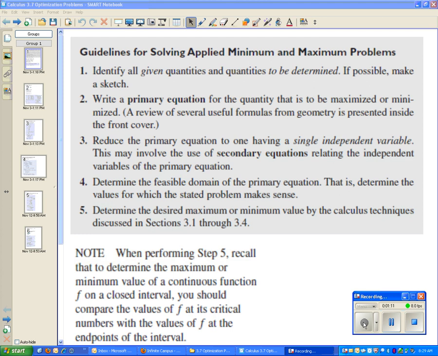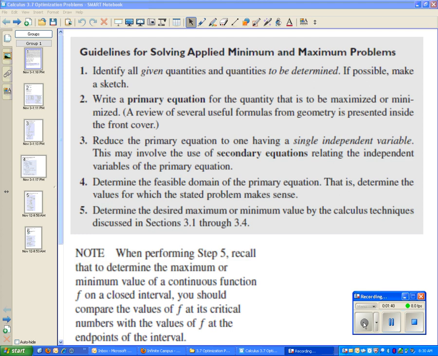they have some geometry formulas for you inside the front cover. And reduce the primary equation. Well, step 1 and step 2 don't necessarily have to be done in that order. You can do step 1 first. You say, well, how can you write an equation if you have identified all the quantities to be determined? Well, you may just say, okay, I know I'm given this. I can write this down. I know it's right. Might not be useful. Sometimes I write things down that aren't useful accidentally. Don't do it on purpose.